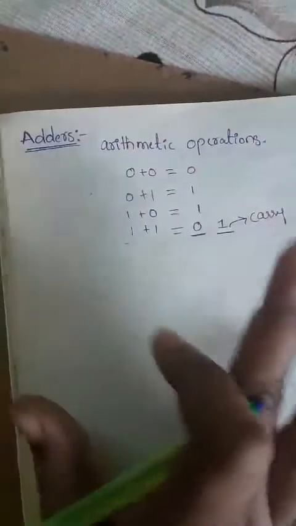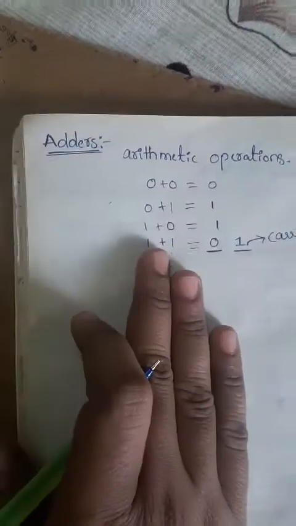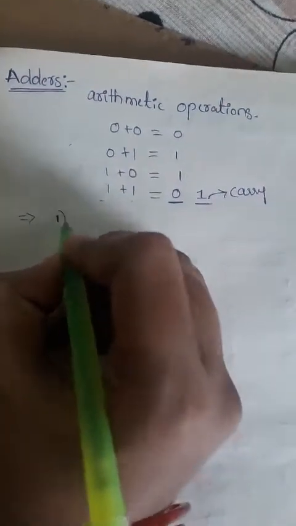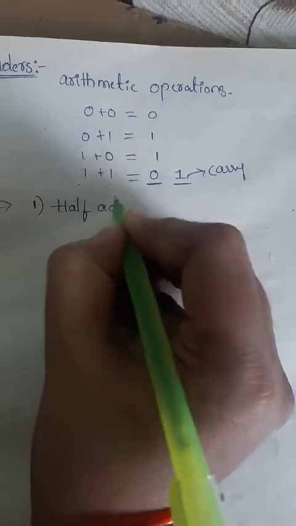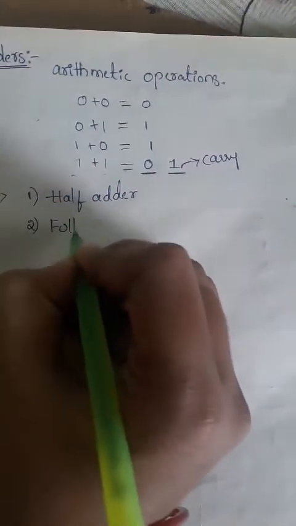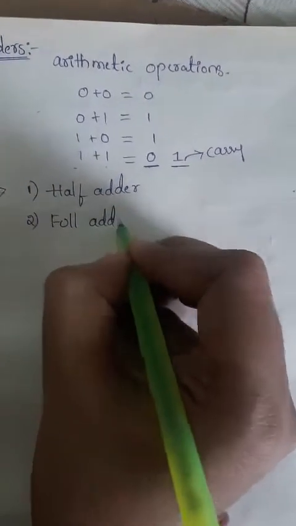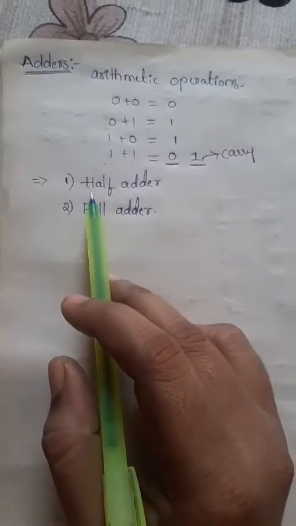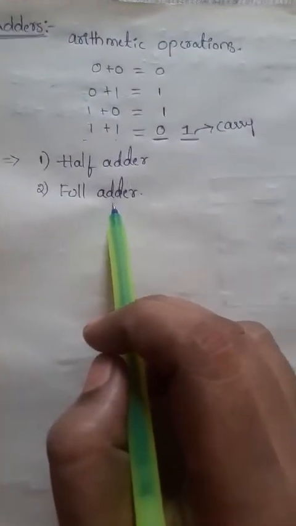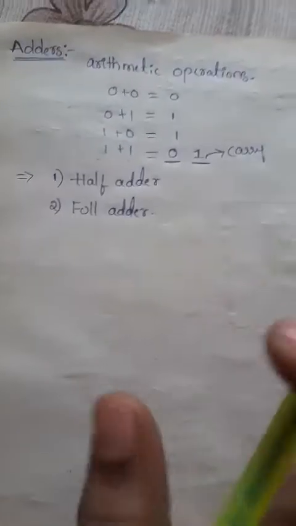Now coming to the classification of adders. How many classifications do we have? Totally we have two. The first one is the half adder and the second one is the full adder. So the adders are classified into two types: half adder and full adder. Now we'll see what is meant by half adder and full adder.